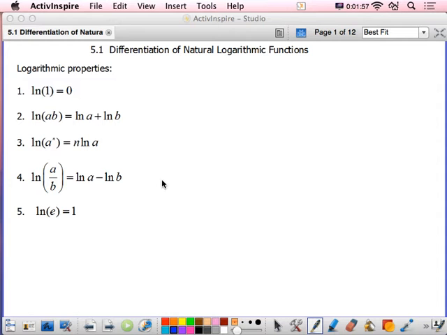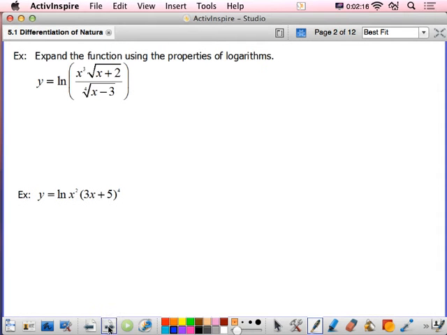And then finally, the natural log of e is equal to 1 because e to what power equals e? e to the first, yeah. So if you recognize these 5 things, it should be pretty easy for you to get through differentiation. Any questions about that? Okay, well before we get into the actual calculus, let's go back just a little bit and let's talk about expansion of logs.